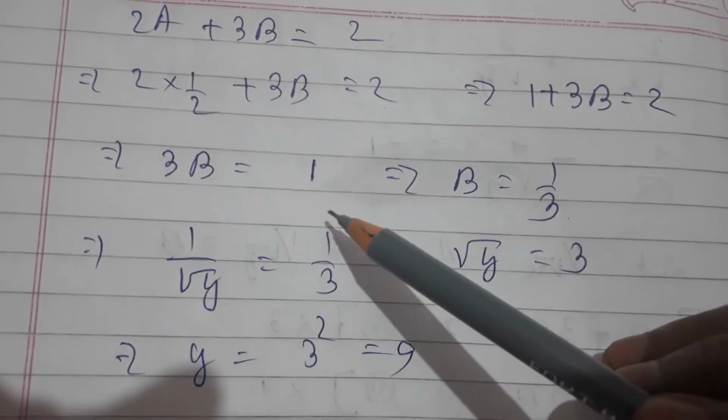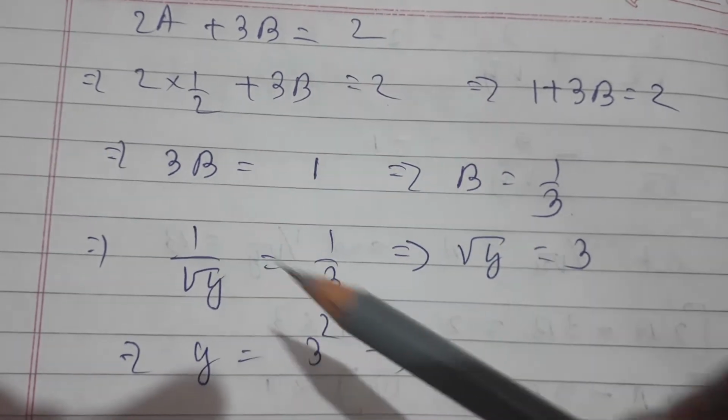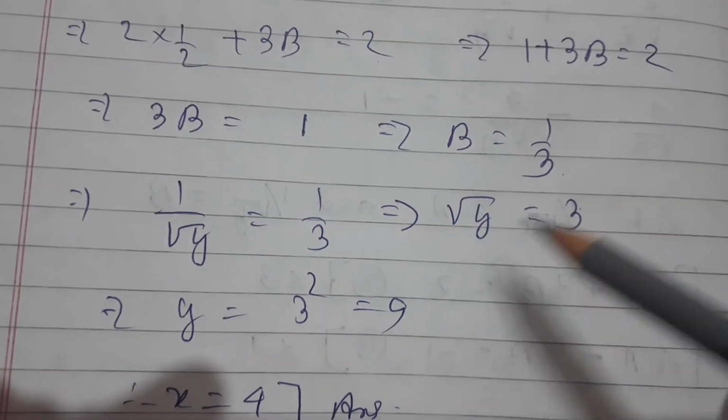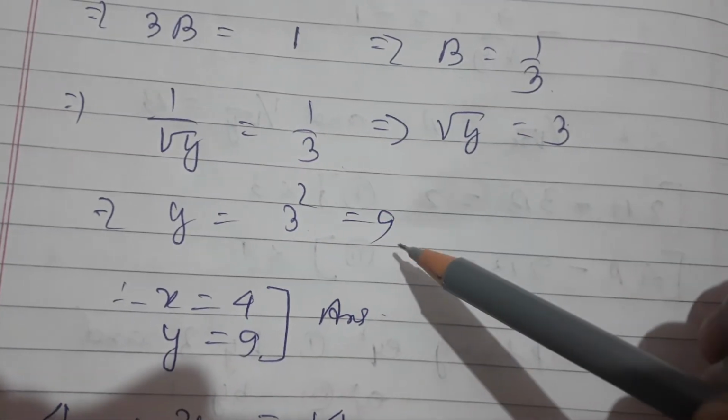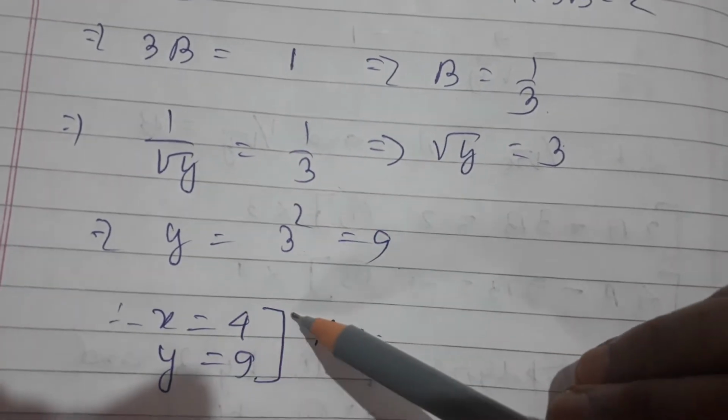1 by root y equals 1 by 3. 1 cancels. So root y equals 3 and y equals 3 squared, that is 9. So x equals 4 and y equals 9. Okay.